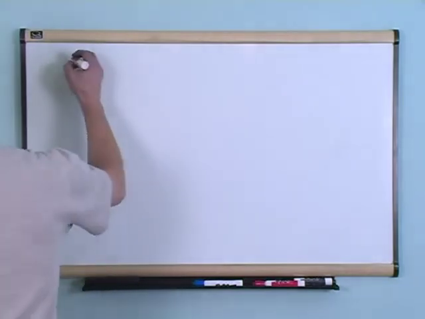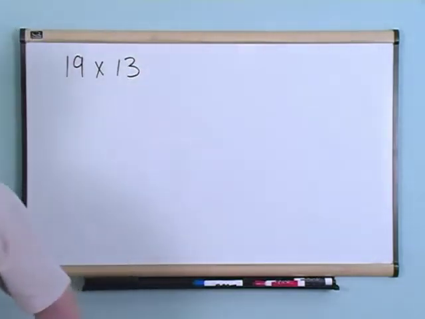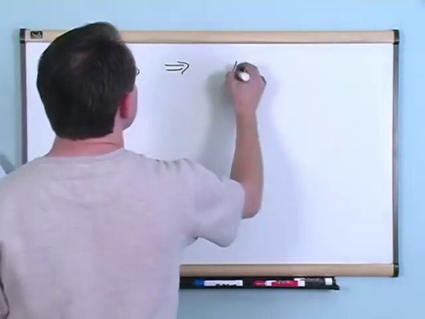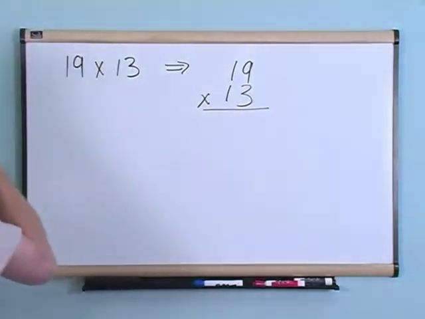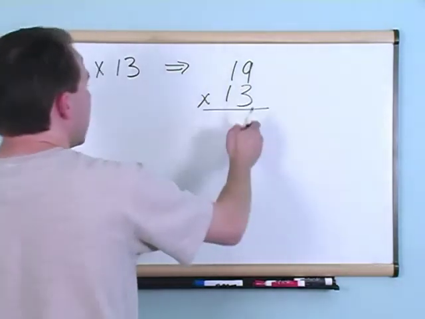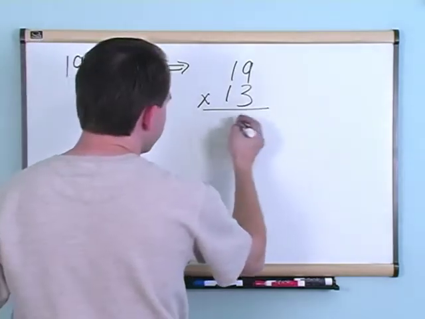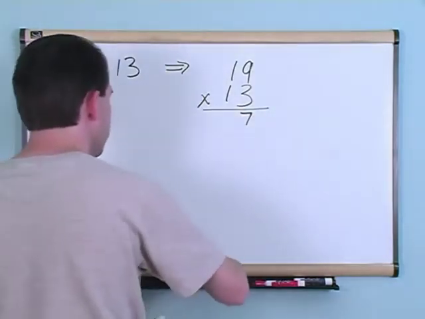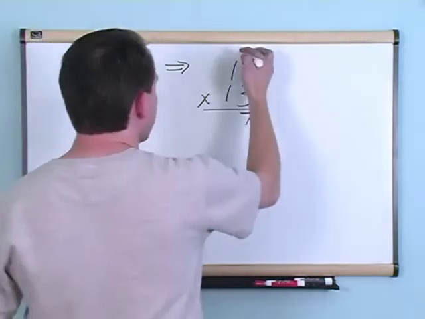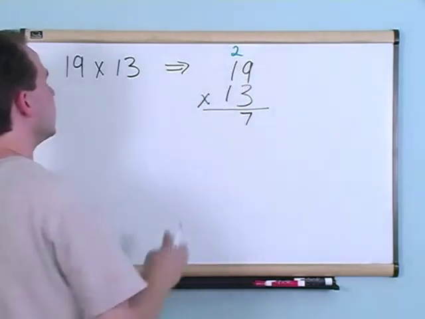Okay. 19 times 13. Okay? How would we do that? 19 on the top, 13 on the bottom, like this, okay? We start in the right-hand column. 3 times 9 is 27. So we can't obviously write 27 down here, so I'm going to put the 7, okay? And then I'm going to put the 2 somewhere. The 2 has to go here, okay? Has to go on top of the other column, okay?